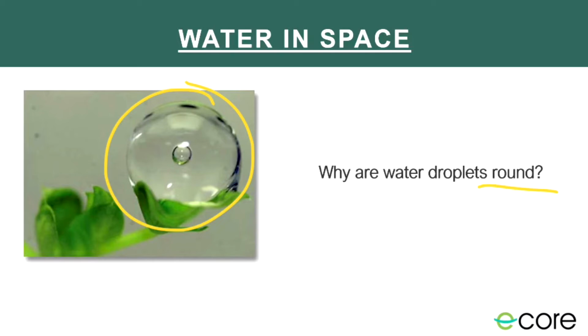So let me give you a hint right off the bat as to why it's round. And that is that spheres minimize surface area. So that's the shape that minimizes surface area. What that means is that if I took that same amount of water and I made it into, say, a cube or a pyramid, there would be more surface area. So spheres minimize surface area, and that's a really important part of the answer. The other part of the answer that's important is cohesive forces.